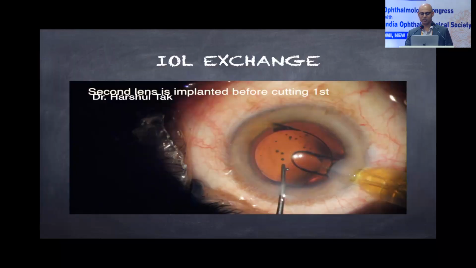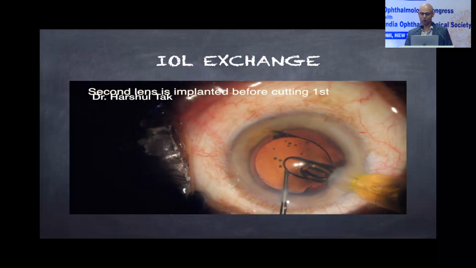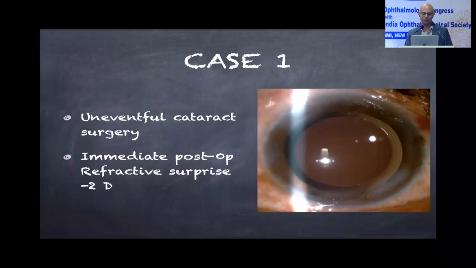IOL exchange, this is a video I borrowed from my friend Harshul. So basically what you could do is bring the first lens out of the bag, put in the second lens in the bag before you explant the original lens, which acts like a scaffold, and then you can go ahead and cut and remove the lens so that you don't accidentally damage the capsule and there is some protection of the other lens.